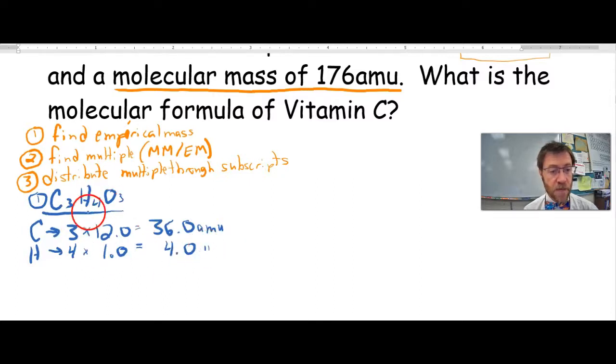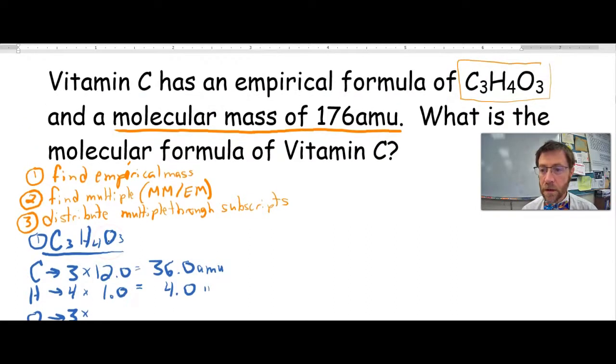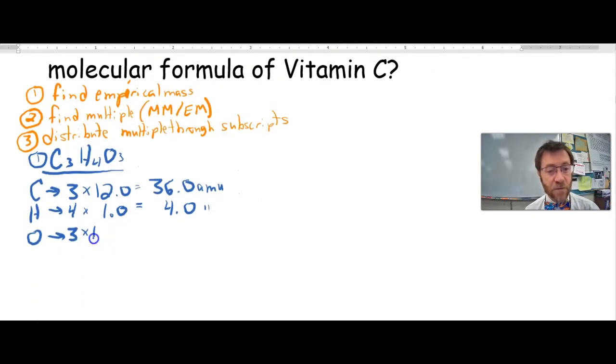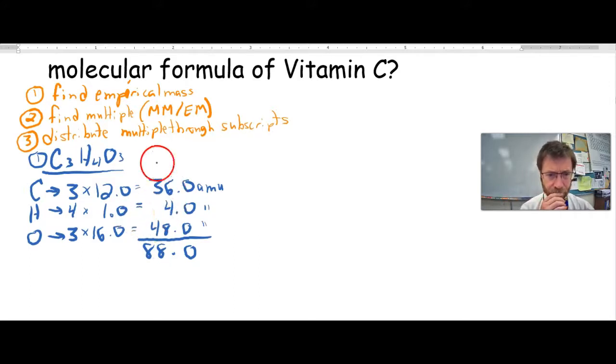I'm going to just assume AMU. And for oxygen, there are 3 oxygens. Each oxygen weighs, did I write that right? I did write that right. Each oxygen weighs 16.0. That's going to give me 48.0 AMUs in all. That means that the empirical formula is going to have a mass of, what is that? Did I do that right? I hope so. So we're going to call that 88 atomic mass units. That is our step 1.